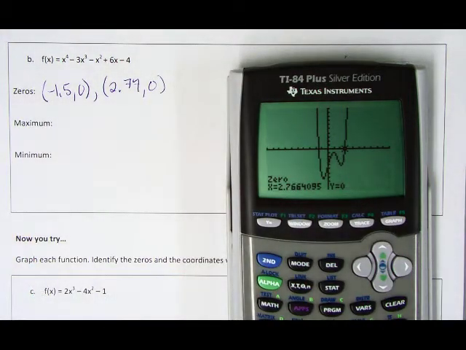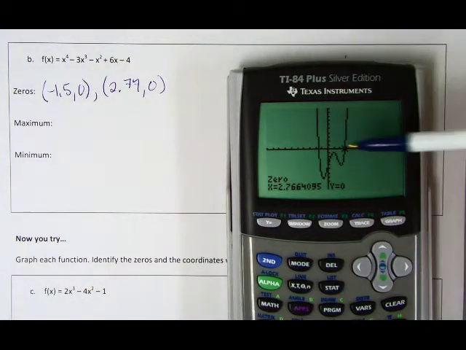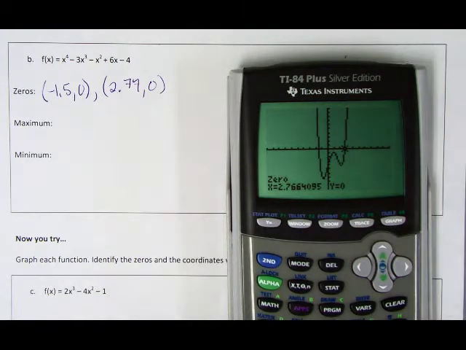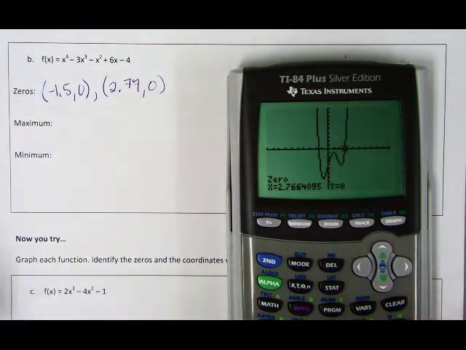2.77, 0. Our zeros, we know, should have a y value of 0, in the fact that we know that graph crosses our x-axis at those points. So our y value should check out to be 0 for that.